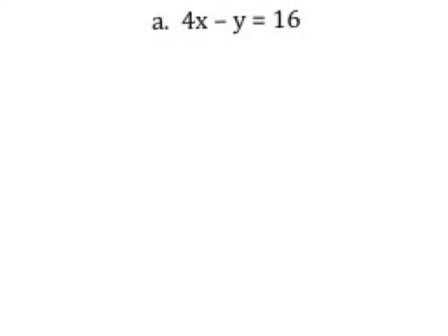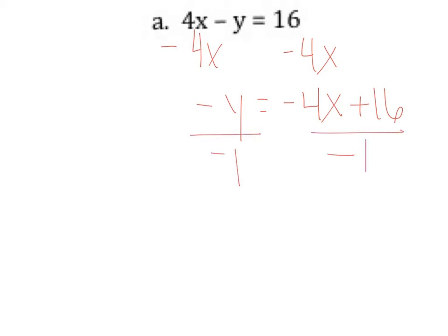Here's our first example. We have 4x minus y equals 16. In order to figure out what your slope and your y-intercept are, you need to solve this equation and get y by itself. So let's start by moving the 4x to the other side. We get negative y is equal to negative 4x plus 16. Finally, we need to get rid of that negative sign in front of the y, which means we're dividing everything by a negative 1. y equals 4x minus 16.